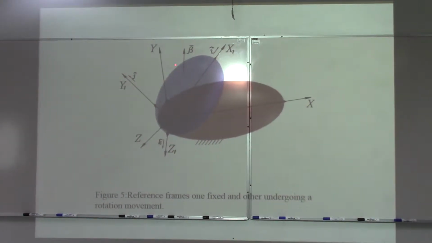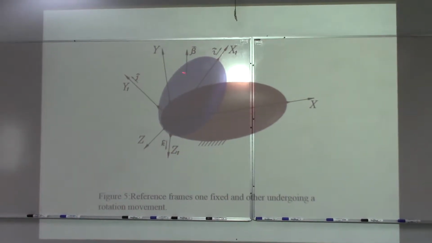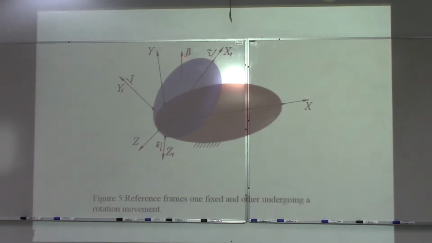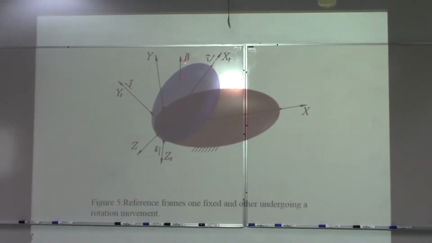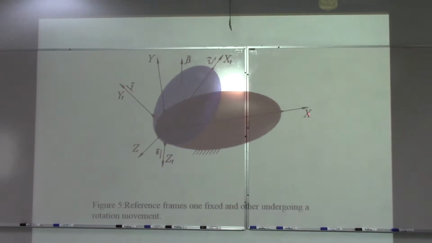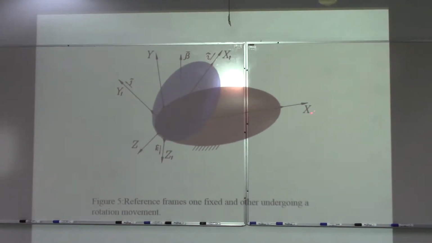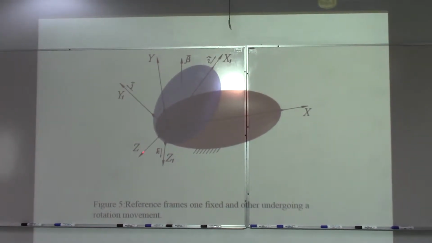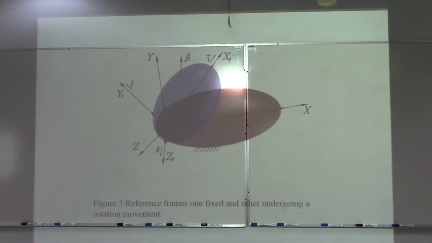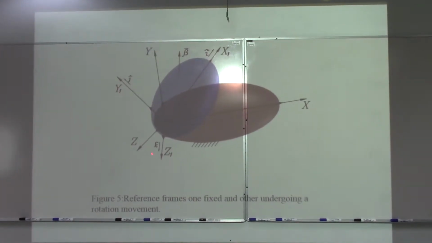The main result is going to be the relationship between the derivatives with respect to time of a vector function beta as seen from two different reference frames: the fixed reference frame O, x, y, and z, and the moving reference frame denoted by O, x1, y1, and z1.